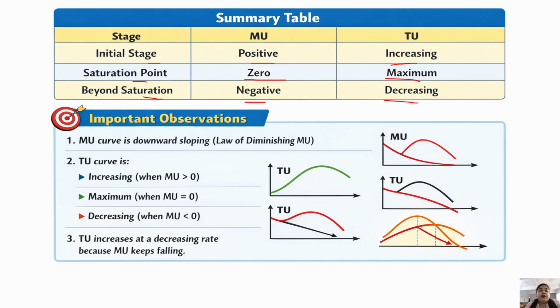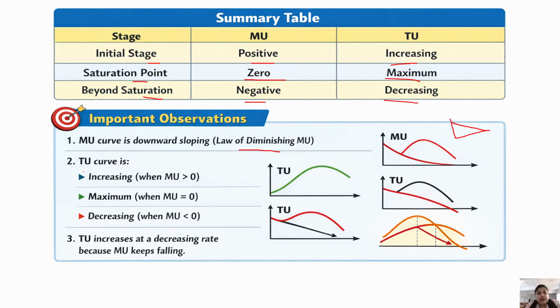Let's see the important observations. First, the MU curve is downward sloping. That is the law of diminishing MU. When we talk about marginal utility, in the earlier slide we have seen that marginal utility falls in a diminishing way.